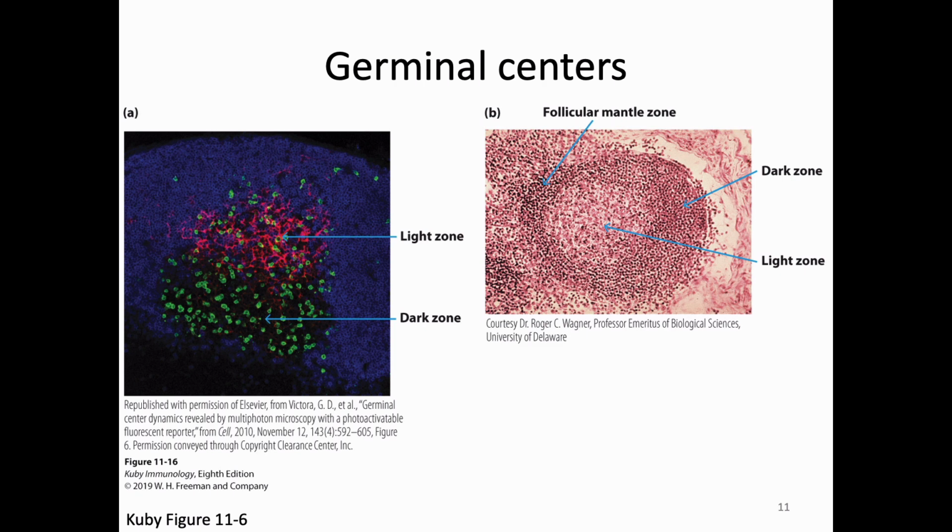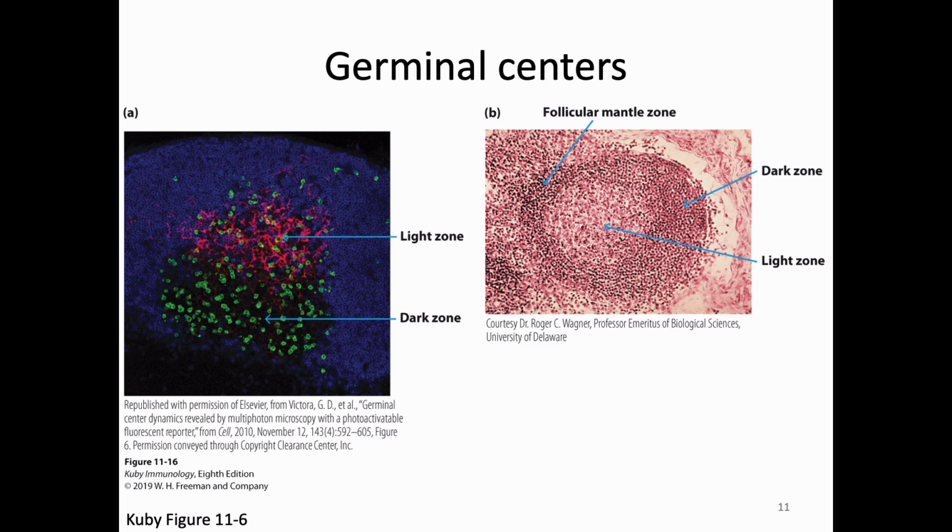The germinal center has a few different areas. So the germinal center has an area called a dark zone and a light zone, which you can see here. And we can first look at the dark zone and the light zone in this image on the right. If you look at the germinal center, you can see there's darker staining in the dark zone and lighter staining in the light zone.